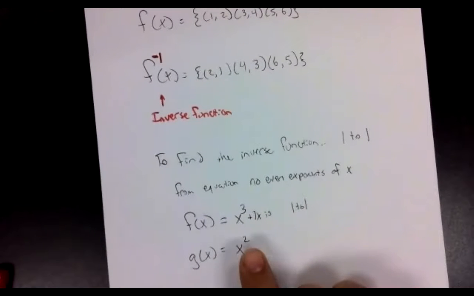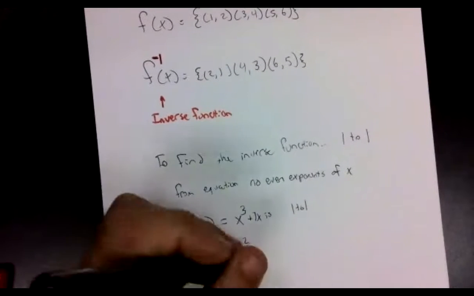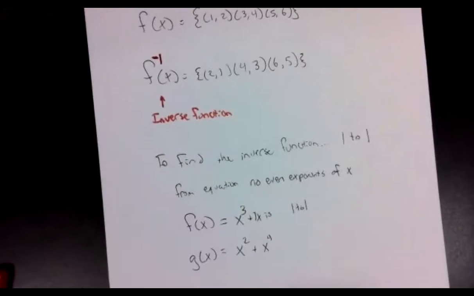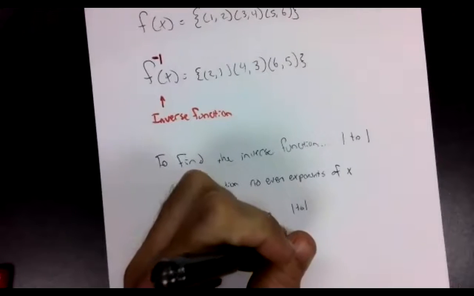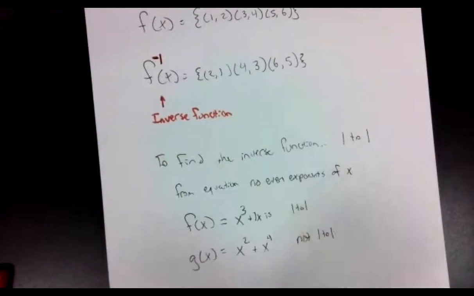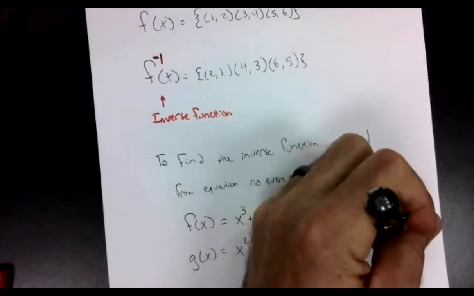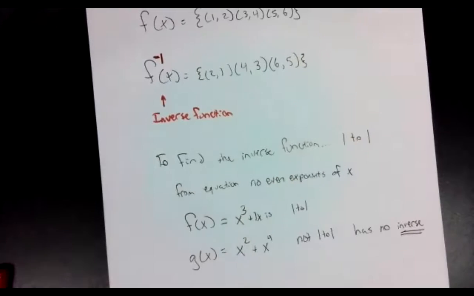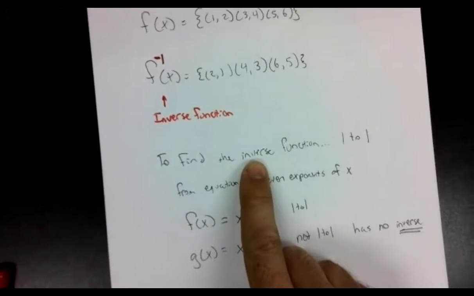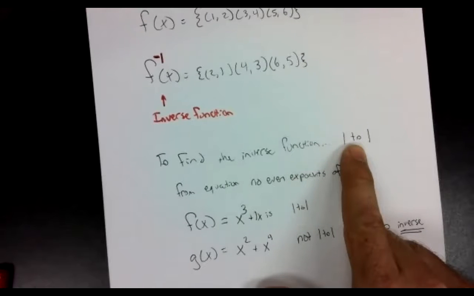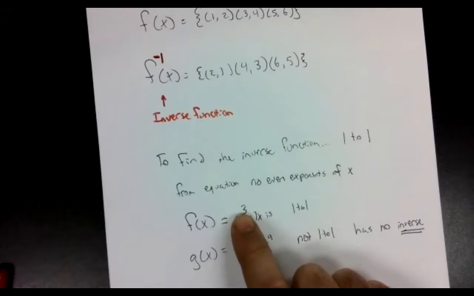However, anything with an even exponent, like an x squared or an x to the fourth, is not 1-to-1 and therefore has no inverse. So again, in order to find the inverse, we first have to see if it's 1-to-1. If the function is 1-to-1, then we can go through the steps of finding the inverse. So odd exponents are fine. Even numbers are fine, just not even exponents.